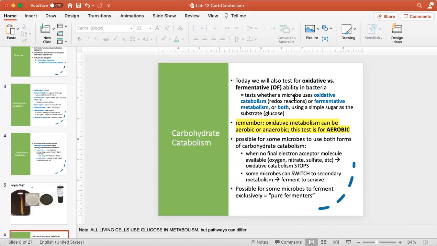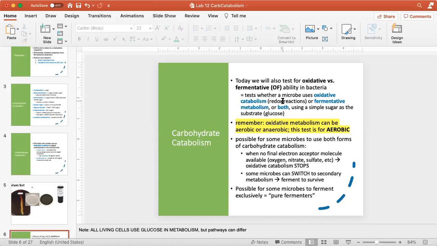It tests whether a microbe uses oxidative catabolism. And remember, when we talk about oxidative, this has nothing to do with oxygen. The word oxidative comes from redox or oxidation reduction reactions.